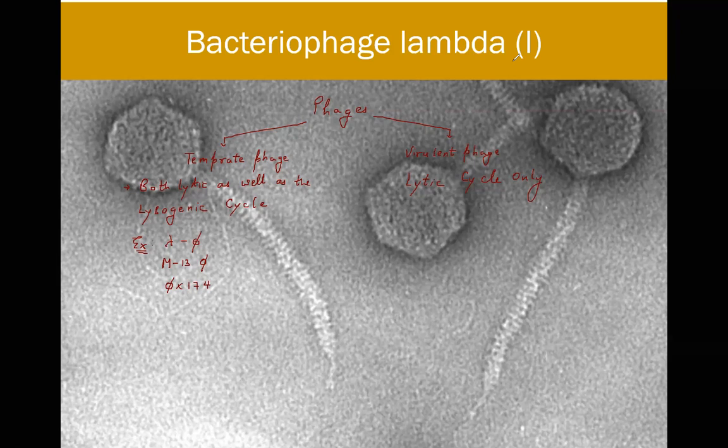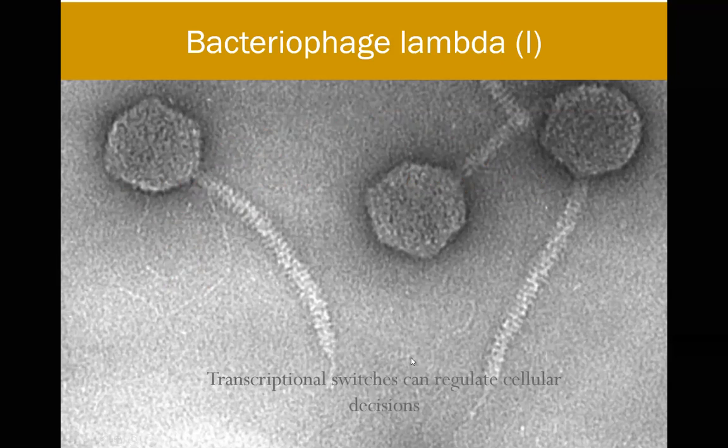So we would be looking at how the bacteriophage lambda works, in what manner it works, and what this bacteriophage lambda is. So let us start with our topic. Now, transcription switches are there in the bacteriophage lambda that have the ability to switch on or switch off the process of transcription.